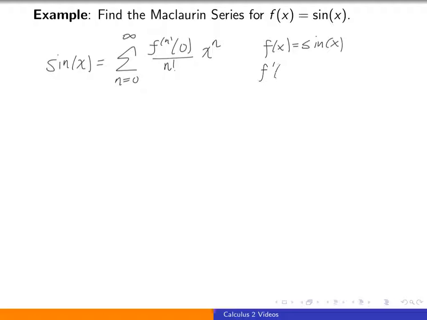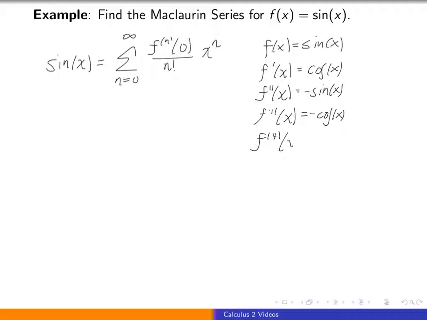So let's just go ahead and calculate a few quick derivatives. f prime is cosine. f double prime is now minus sine. f triple prime is minus cosine. And when we take the fourth derivative, we simply end up back where we started. We're at sine. So it keeps going.